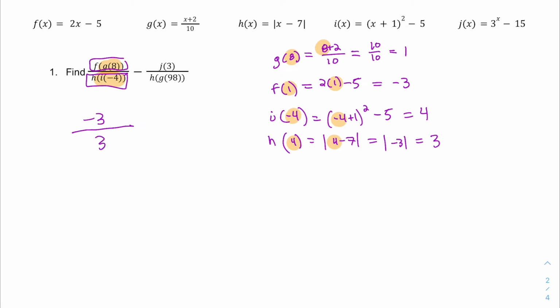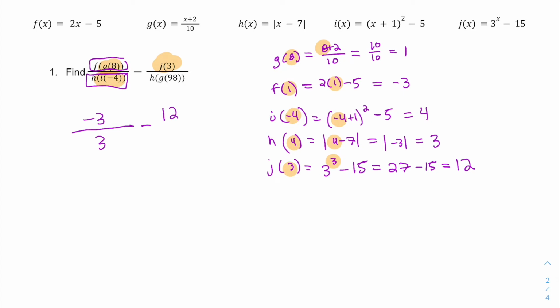So my first part of this is negative 3 over 3. Now I'm going to subtract j of 3. I just need to put in 3 to my j function. So that's equal to 3 to the third power minus 15. 3 to the third power is 27 minus 15, gives us 12. So when I put in 3 to my j function, I get out 12.